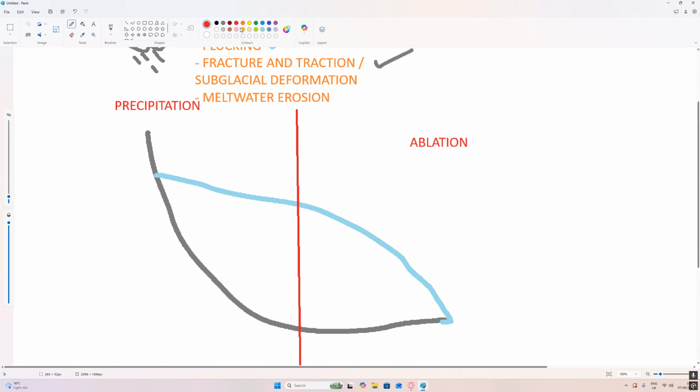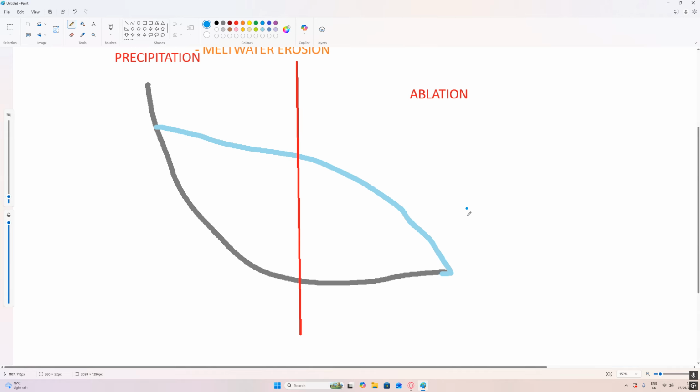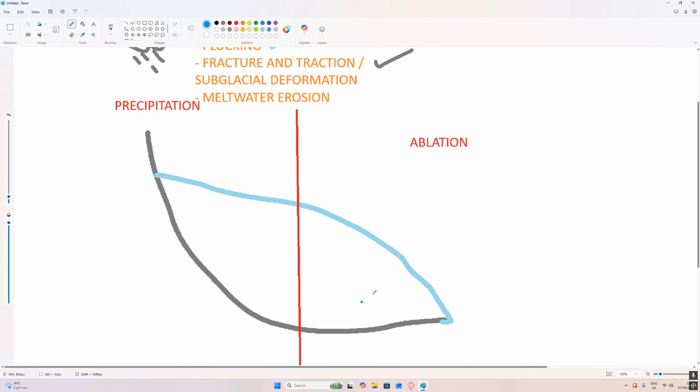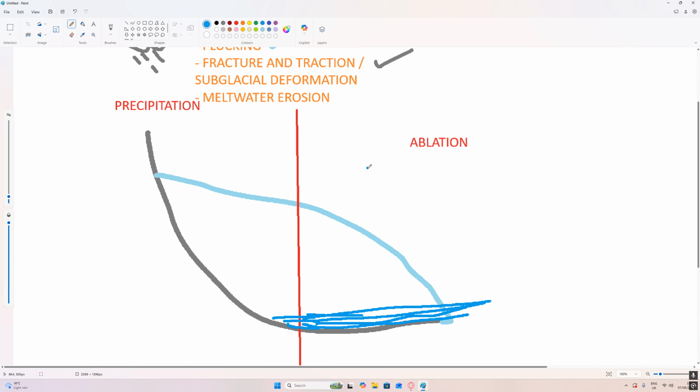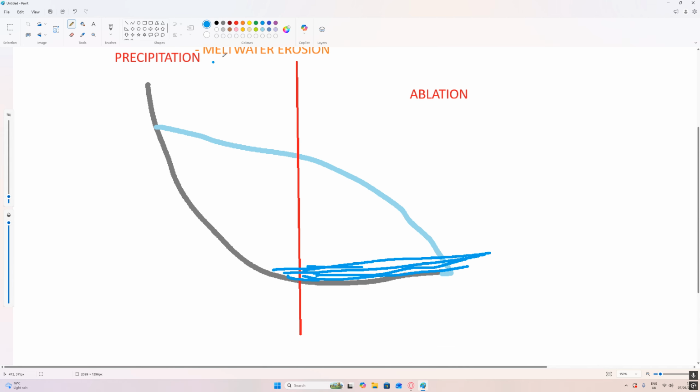What happens in the ablation zone is a bunch of water is melting because the temperature is quite high in this area, at lower altitudes, right? So there's a lot more meltwater, and all the meltwater does is, well, I suppose it erodes. It can erode not only the ice but the rock as well. The ice it erodes because the meltwater is traveling downhill. So let's get a little bit of a steeper gradient here.